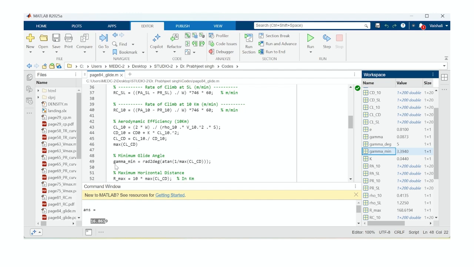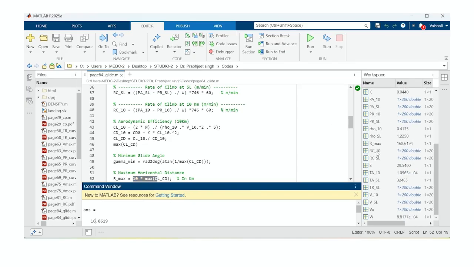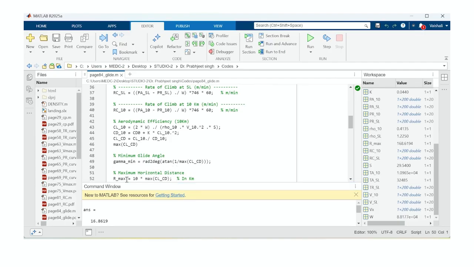And what is the maximum horizontal distance? You must have guessed by now, because this is a simple calculation: 10 into maximum CL by CD, so 10 into 16.86. If you look at the workspace, this is R max, 168.6194. So it can travel a horizontal distance, measured with respect to the ground, of approximately 170 kilometers.